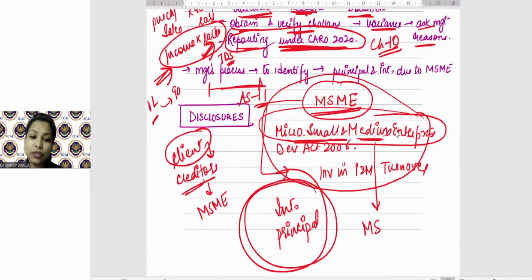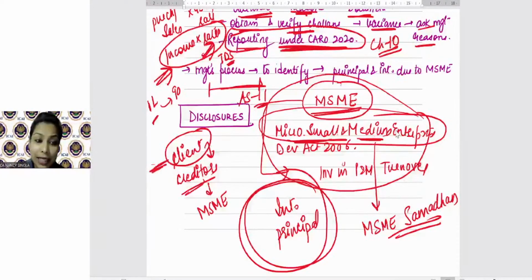Like if you just Google MSME Samadhan, you will find a portal whereby if any party has delayed any interest or principal payment to an MSME, it can directly launch a complaint there. So it enables them to directly register their cases about delayed payment. So if your client has to make a payment to an MSME, be it in the form of interest or principal, then the auditor will see whether the client has a process to identify such payments and then to disclose them in the financial statements. Okay, is it clear?